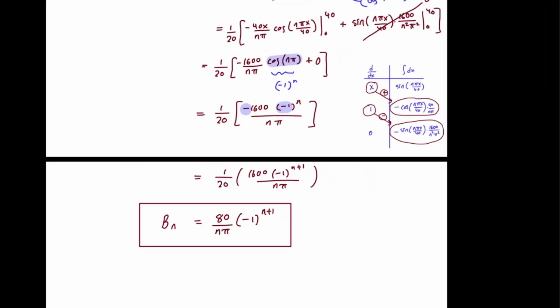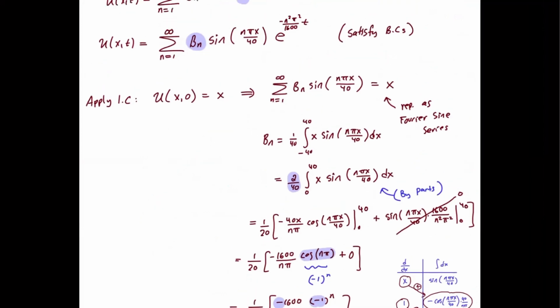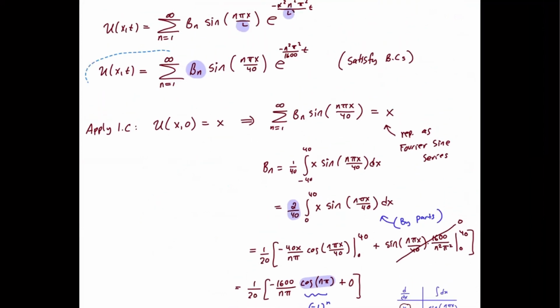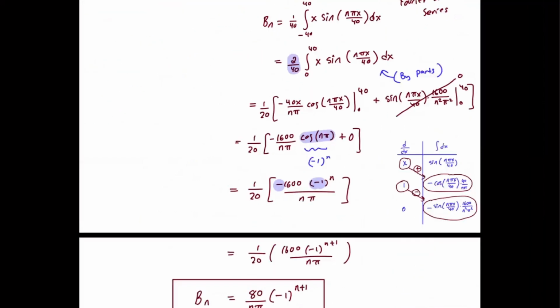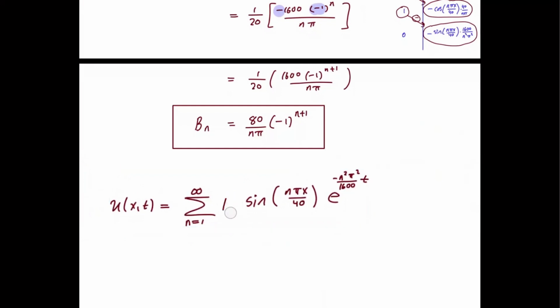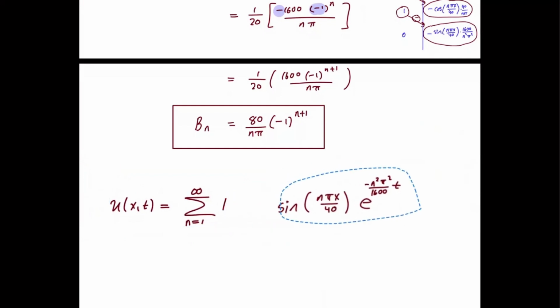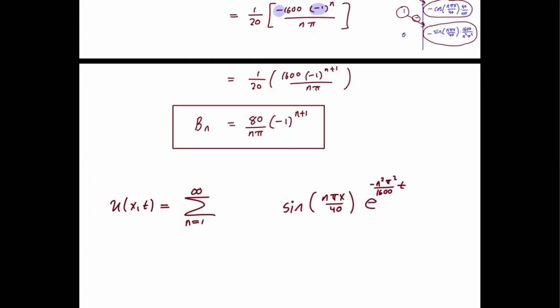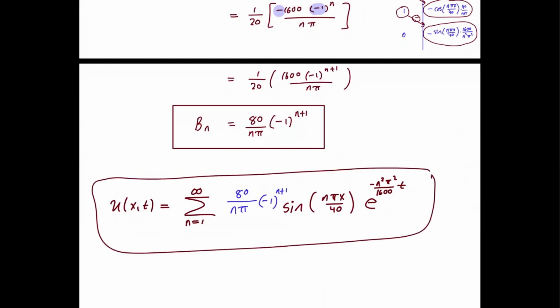All right, now we can substitute this into our solution right there. So I'll go ahead and copy this for you downstairs. So our solution satisfying both initial and boundary conditions, we'll put this right here. This is going to be the following. You'll have your Bn value, which is 80 over n pi times negative 1 to the power of n plus 1, sine of that, and exponential to that power. So you could stop right here. This is a good way to represent our solution.